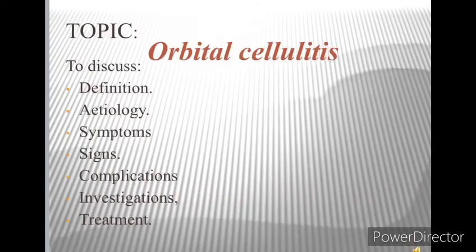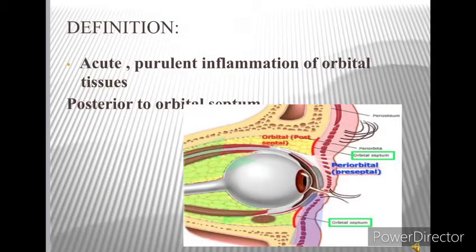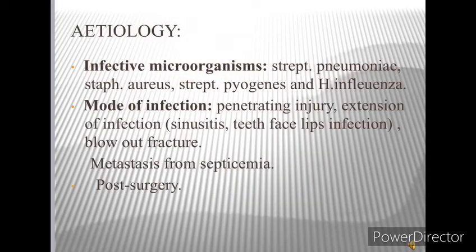Today I'll discuss orbital cellulitis and I'll discuss these points. First of all, definition. It is acute purulent inflammation of orbital tissues posterior to the orbital septum, because anterior is preseptal cellulitis. Etiology. These common microorganisms are infective.